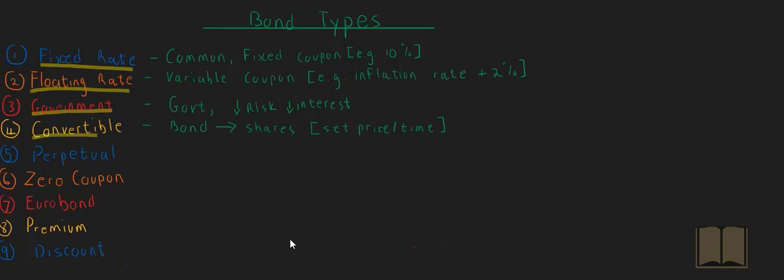The fourth type of bond is what's known as a convertible bond, and as the name suggests, this is a bond that you can turn into shares at some sort of set price and time in the future.